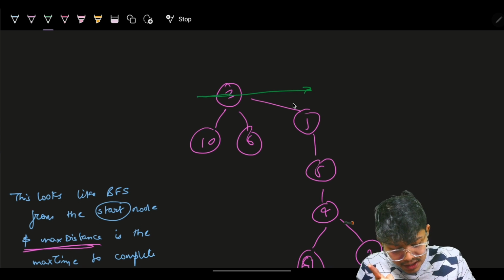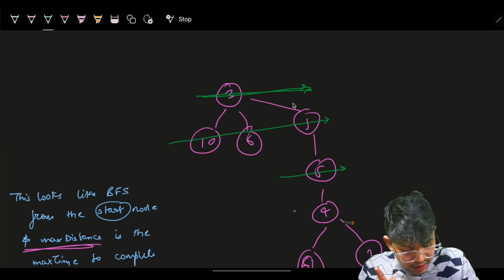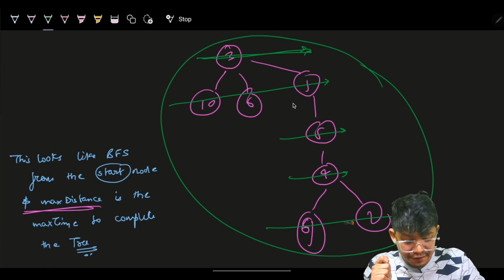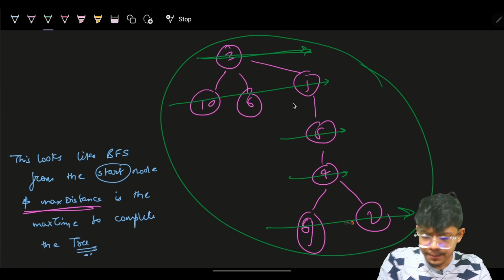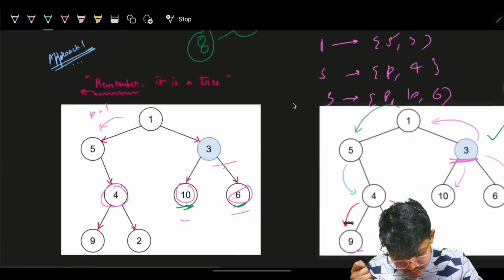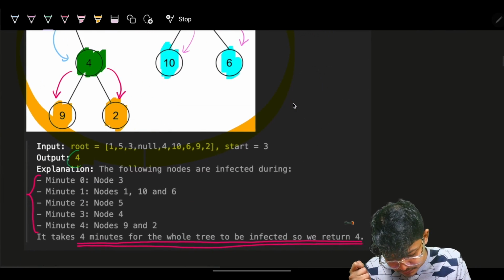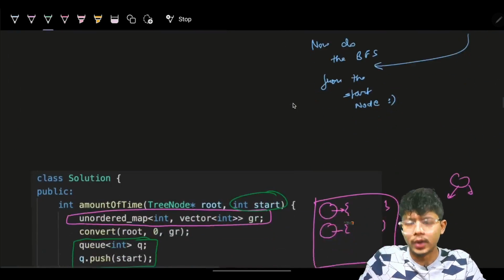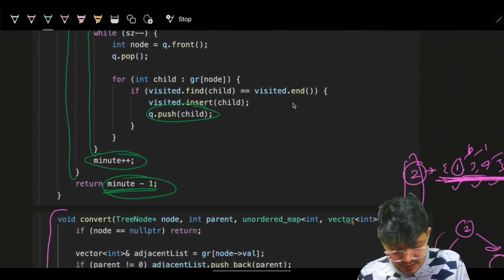So now my minute will become 1, 2, 3, 4, 5. Minutes became 5 because it has 5 levels. But my answer was a 4. If you remember, my answer was a 4 because of how we propagated. It is just that I was having a +1, so I can simply do a -1.